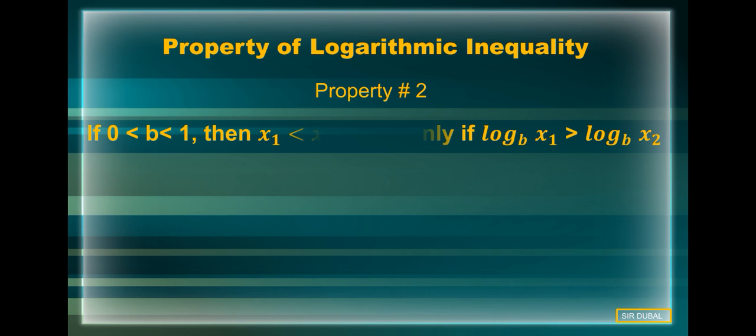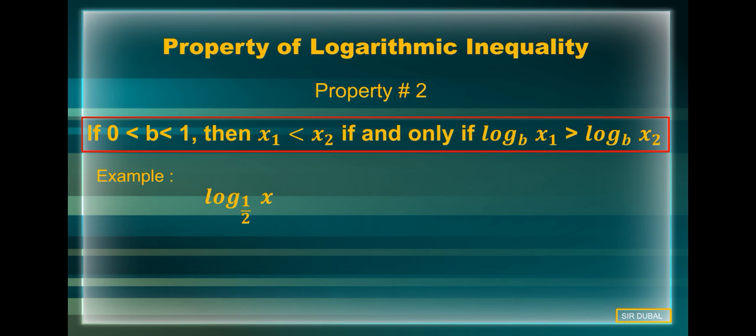Property number 2. It states that if b is greater than 0 but less than 1, then x sub 1 is less than x sub 2 if and only if log of x sub 1 with the base b is greater than log of x sub 2 with the base b.